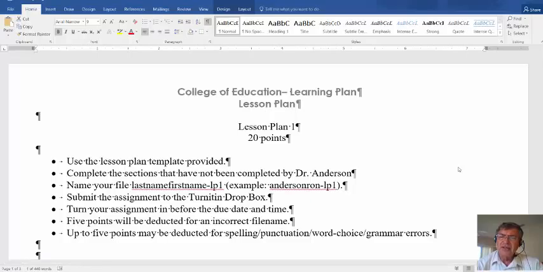Now you can't do all this the night before. You have to do some planning and do this ahead of time. You're going to have to do your lesson plan and then do your video. They're both due on the same day. So make sure you don't get behind and make sure you're able to get them done.